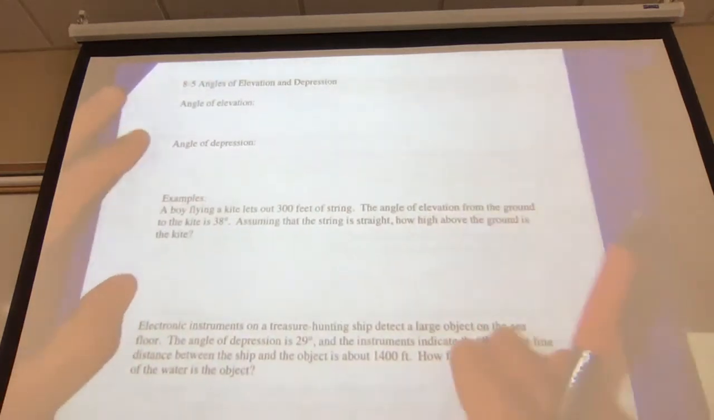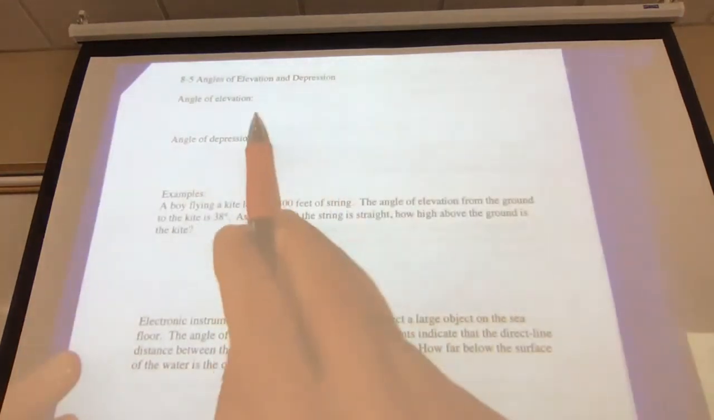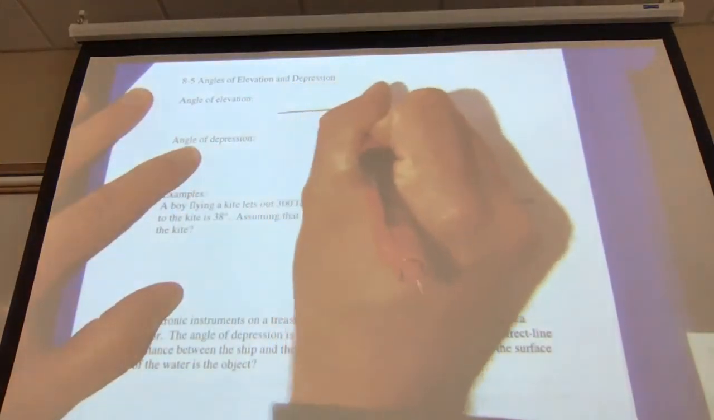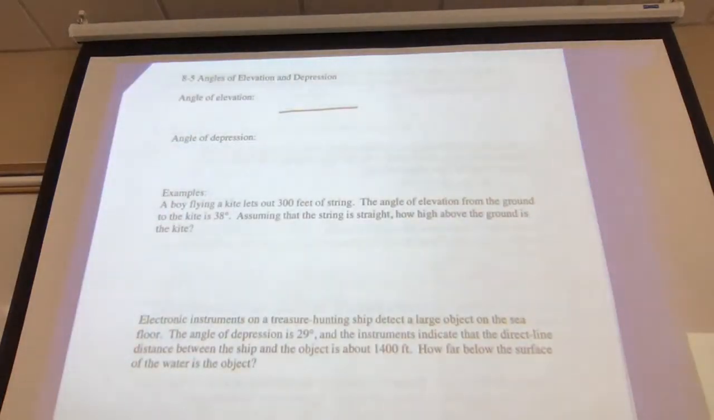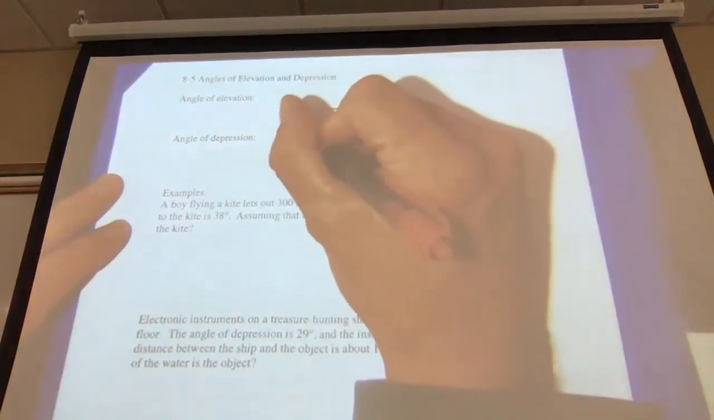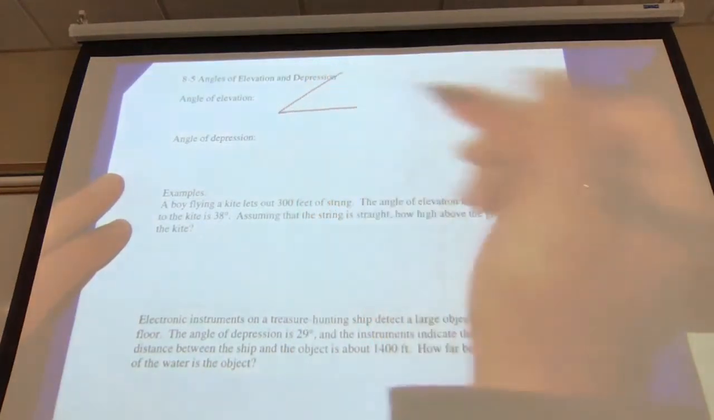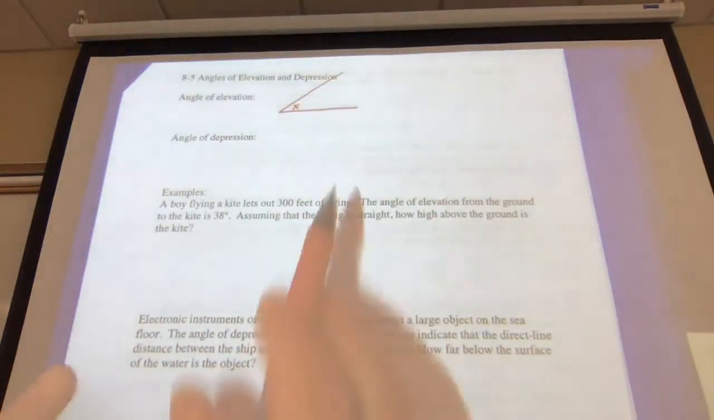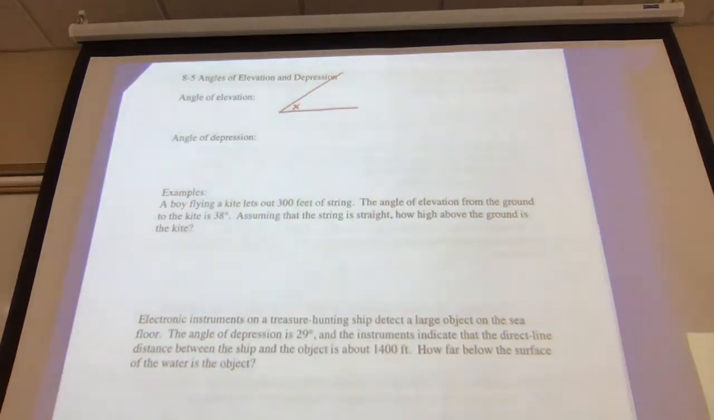So on that paper in your packet, let's first draw a picture of what angle of elevation and angle of depression look like. An angle of elevation is going to come from a horizontal line. And you have to have that in order to have an angle of elevation or depression. From that horizontal line, you're going to have an angle that goes up, or a line that's going up. This angle X would be an angle of elevation. You have a horizontal line with a line going up.